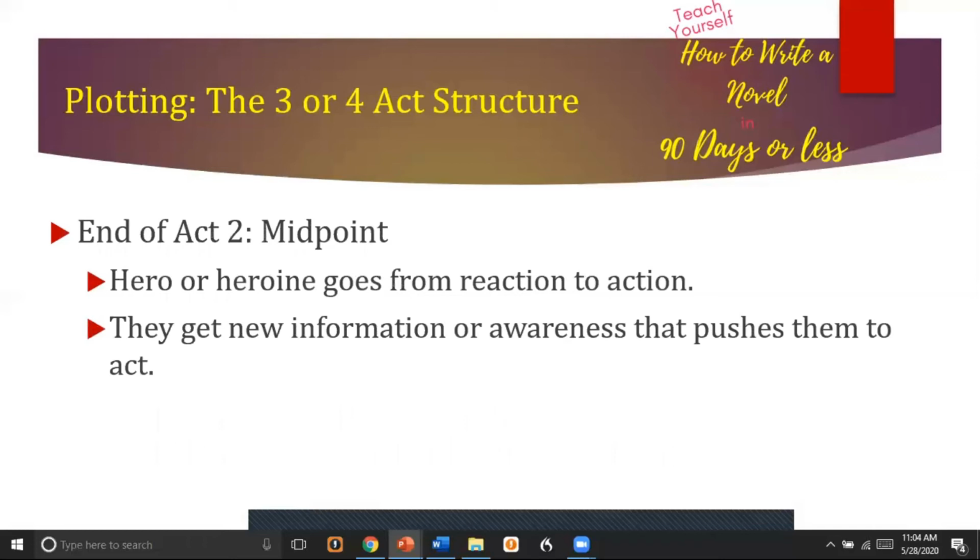When we finally see them create a plan and move forward purposely, in other words, they're going from reaction to action, that is the midpoint. That's also what I call it in the 9 plot points. But this is how you know that you're moving from Act 2 to Act 3 of the 4 acts. Generally, they get new information or awareness of some kind that pushes them to act. So if something happens and they say, okay, here's the plan, this is what we're going to do, that's your midpoint, and you're moving into the 3rd act.